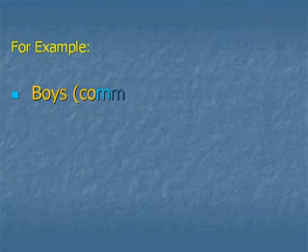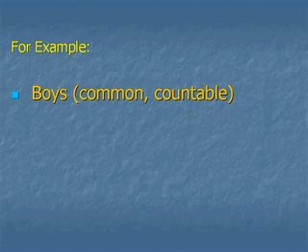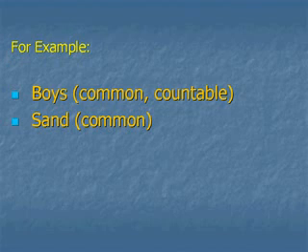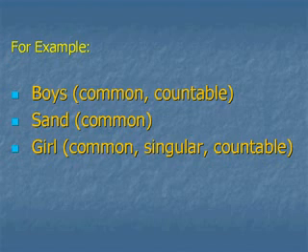For example, boys: common, countable. You cannot use any indefinite article with this word, although the word is common and countable, but not singular. It possesses two conditions, but it is not singular. Another example is sand. You cannot use any indefinite article with this word, although the word is common, but it is not countable. Another example is girl: common, singular, countable. You can use an indefinite article with this word because it possesses all three conditions required for the application of an indefinite article before it.